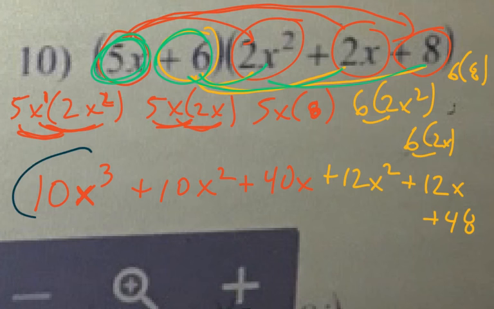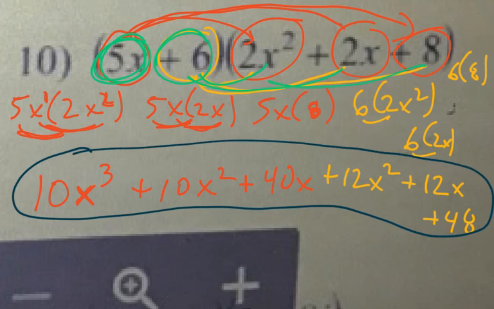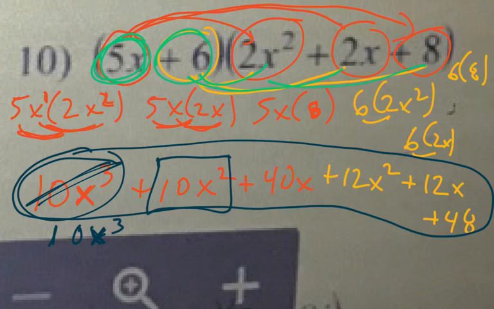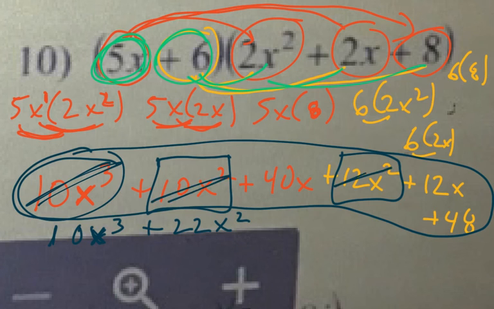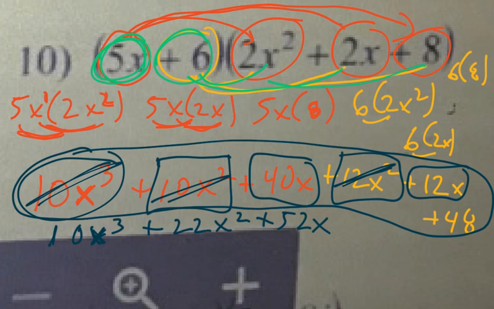Now, our answer here, of course, is not complete until we combine like terms. So we have here in front a 10x cubed. Okay. And that's done. We have a 10x squared and a 12x squared. Well, that's 22x squared. 10 plus 12 is 22. They're both x squareds, so they're like terms. We have a 40x and a 12x. Well, that makes 52x. 40 plus 12 is 52.